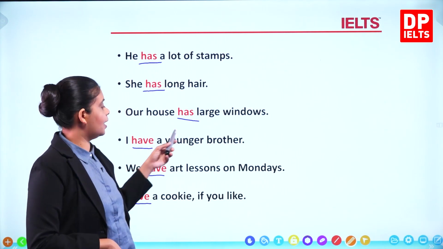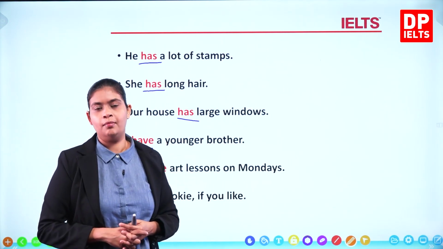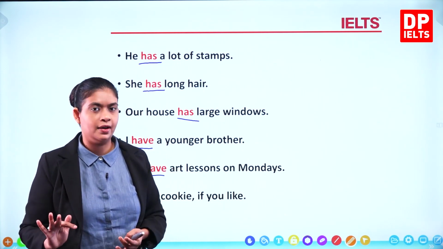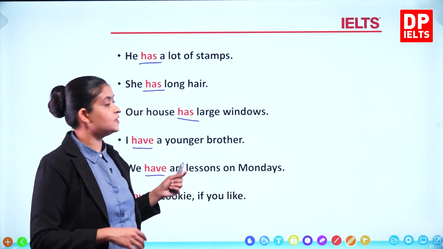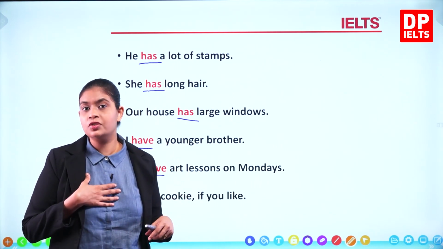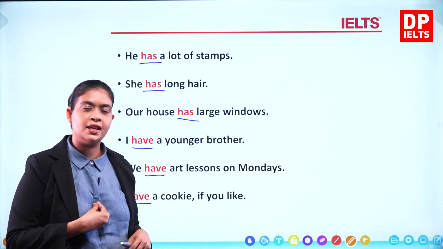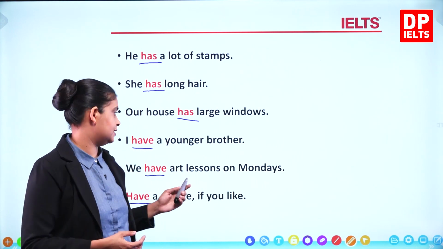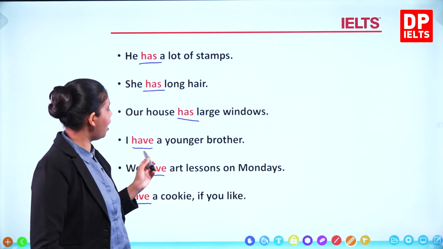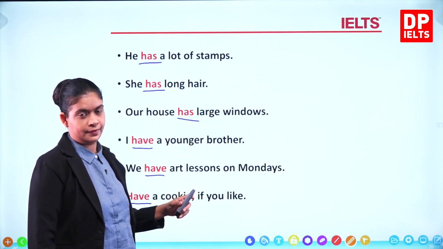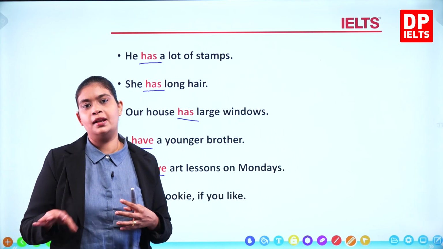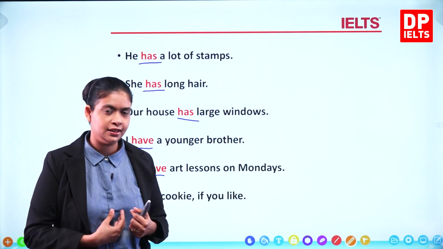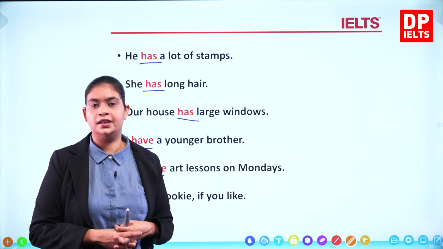I have a younger brother. Younger means younger. Because the younger brother belongs to me, because I possess a younger brother, I could then use the sentence structure and say I have a brother. I have a younger brother.